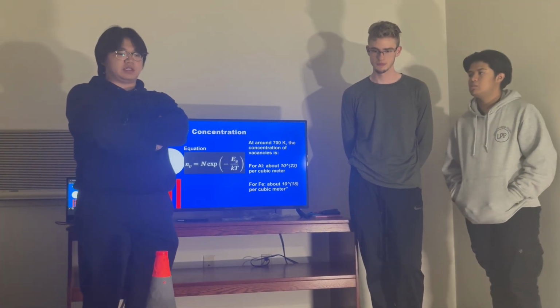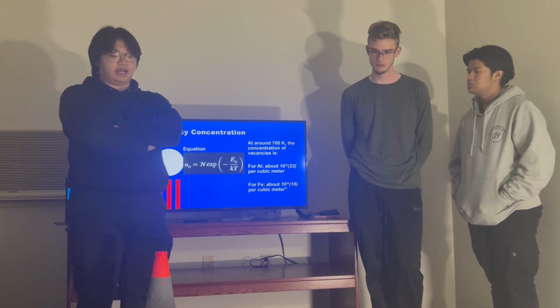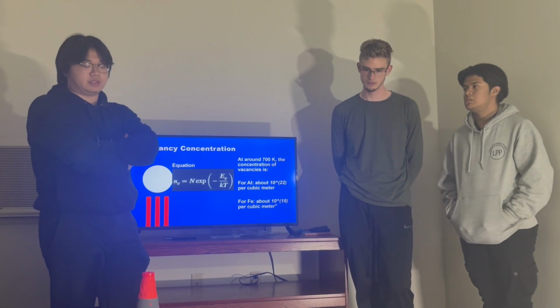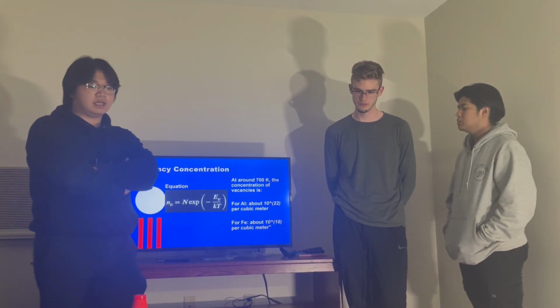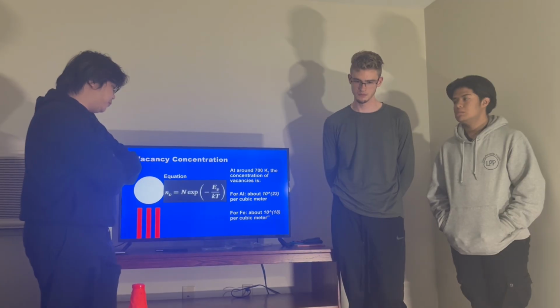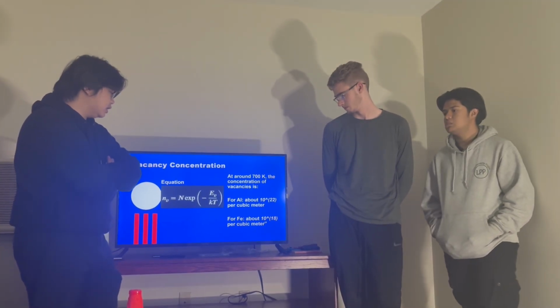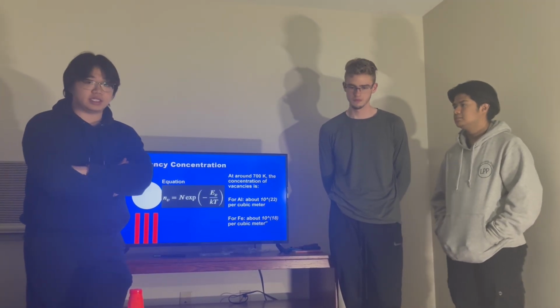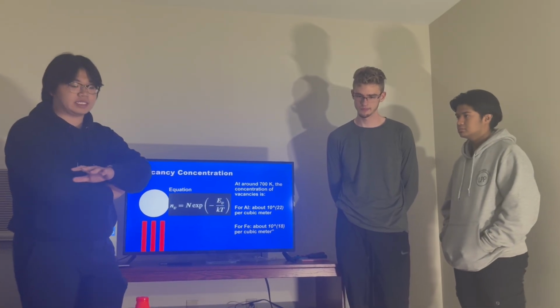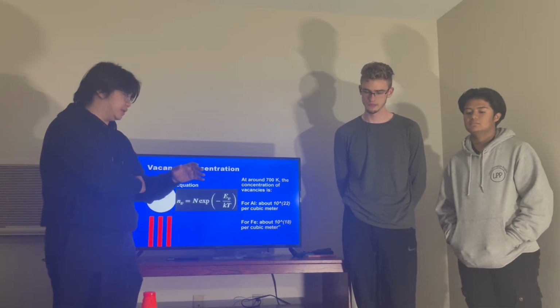More specifically, it was around 7.75, but just for the sake of engineering, we rounded up to about 10 to the 22nd power. And this is the same case for iron, where iron was about 10 to the 18th. So just looking at this broadly, you can definitely tell that iron has much lower vacancy concentration than aluminum.